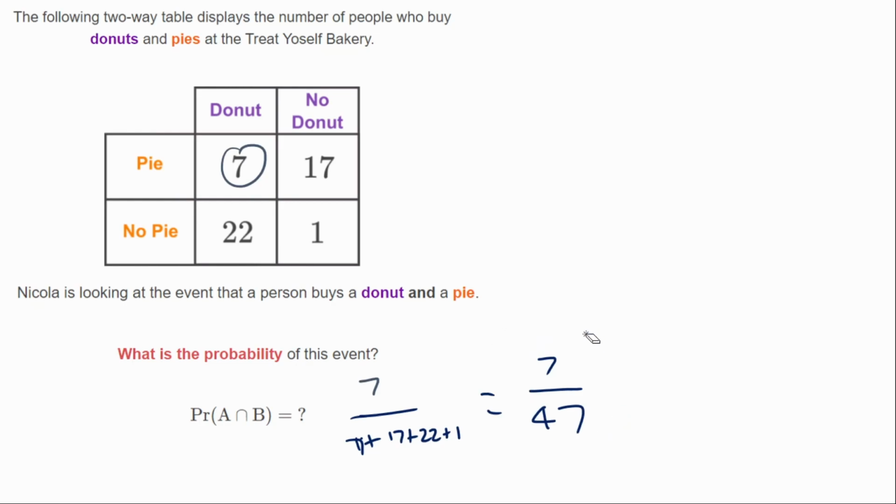You could convert that into a decimal, and you would also be correct there. So if you did want to convert into a decimal, you would just do 7 divided by 47 in your calculator, and you should get a value of 0.15 if rounded to 2 decimal places.